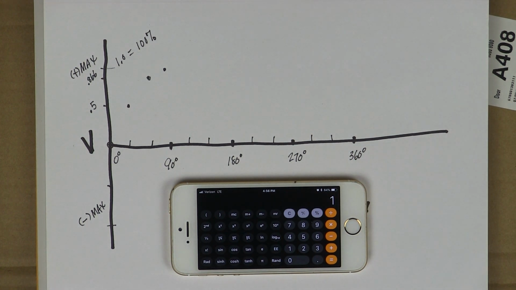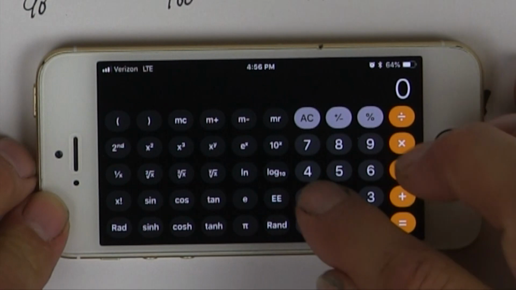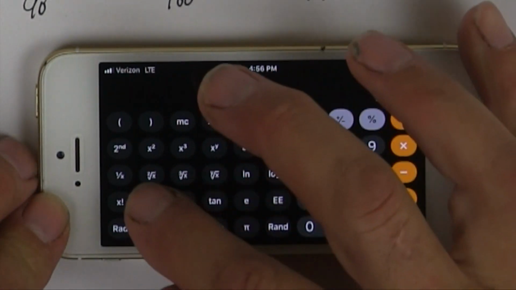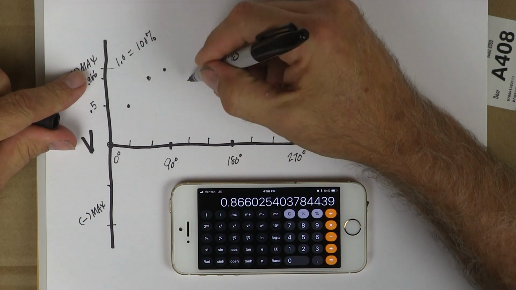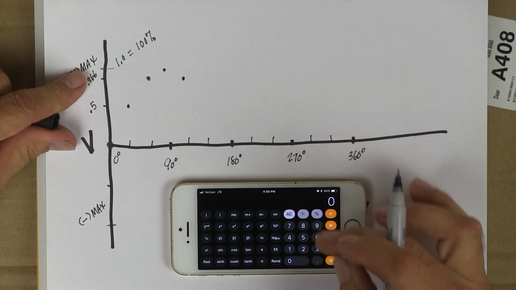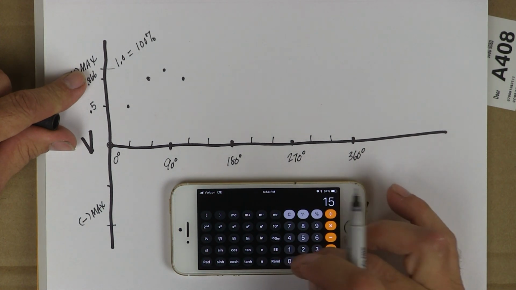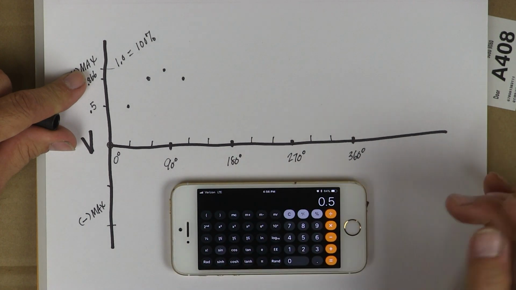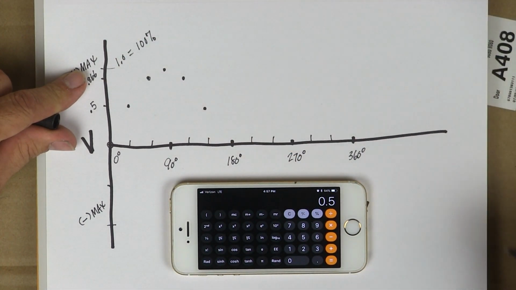All right, but the generator is just rolling along. So let's go to the next one. That's going to be 120, right? 120 sine. 0.866, there's that number again. Keep on rolling. Next is 150, sine. Oh, there's the 0.5 again, 1/2, there it is right there.